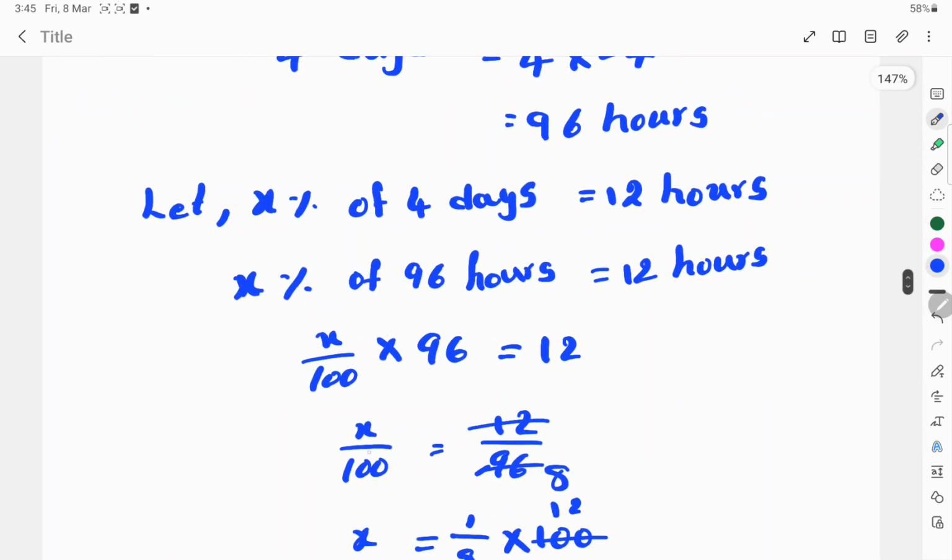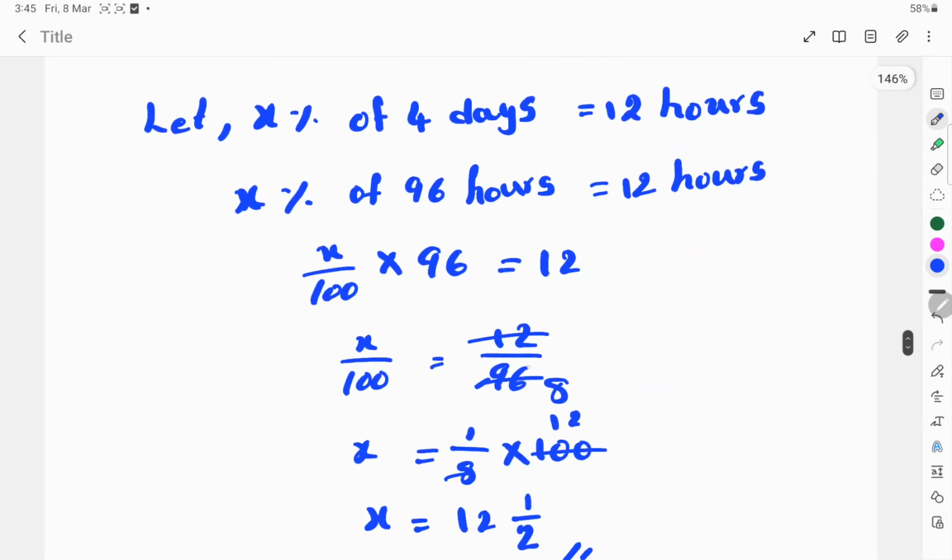Here, x by 100, and 96 is multiplied, so this 96 changes to the right hand side and divides. Then 12 by 96. 12 cancels into 96, 8 times. So, x is equal to 1 by 8.